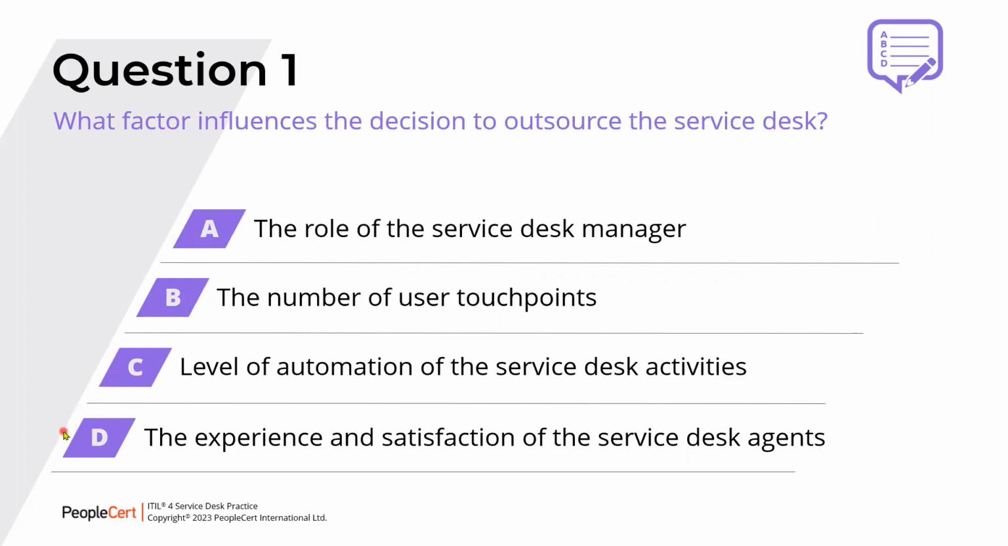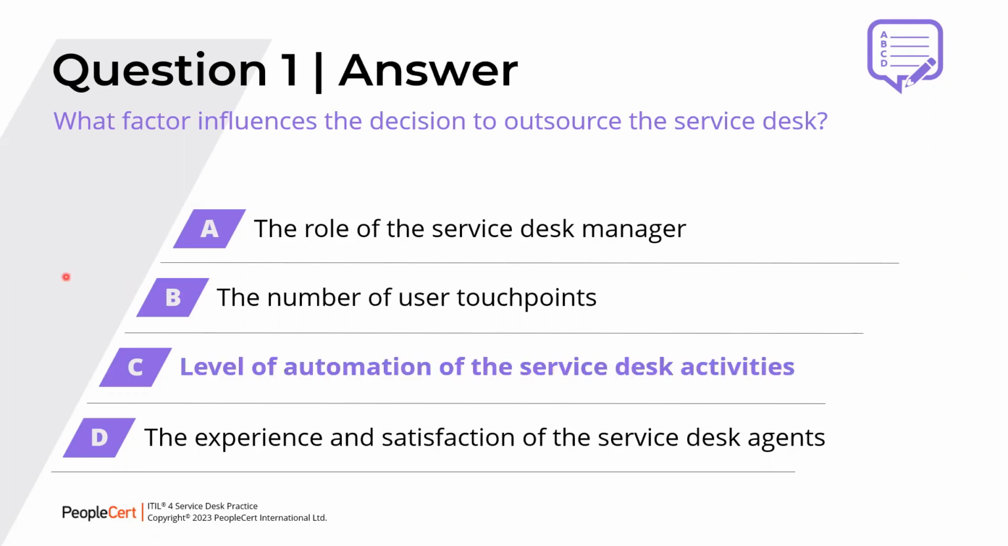Option D, the experience and satisfaction of the users is important and not that of the service desk agents for the outsourcing decision. Option B, the number of touch points, is also incorrect. But it is the quality and the formalization of the touch points, not the number of touch points themselves. So the answer here would be option C, the level of automation of the service desk activities. And there are many other factors as well.